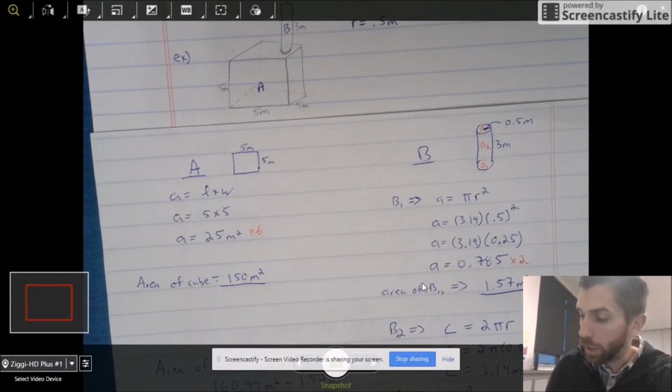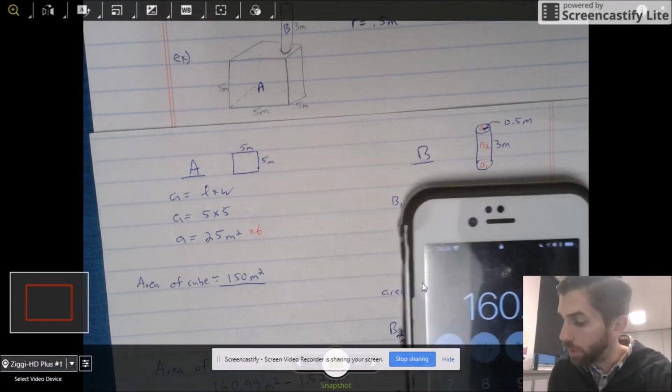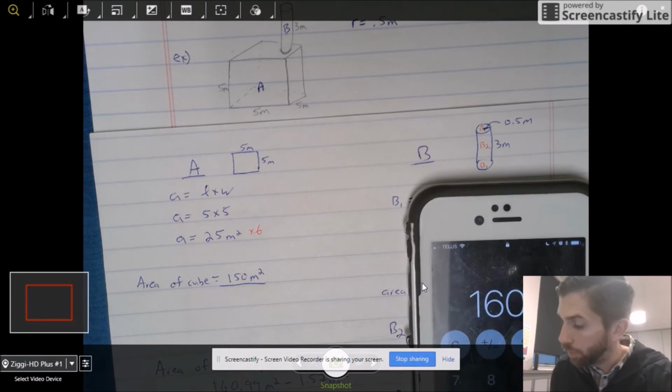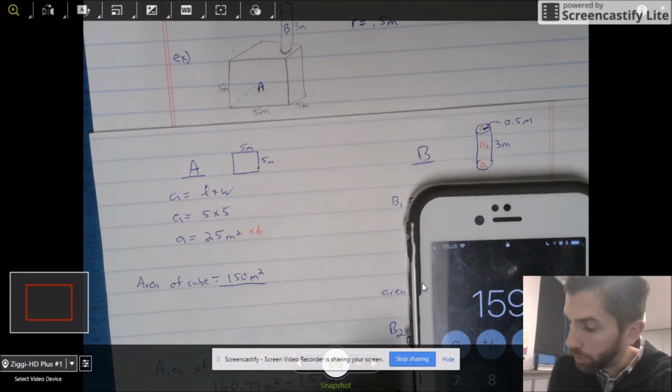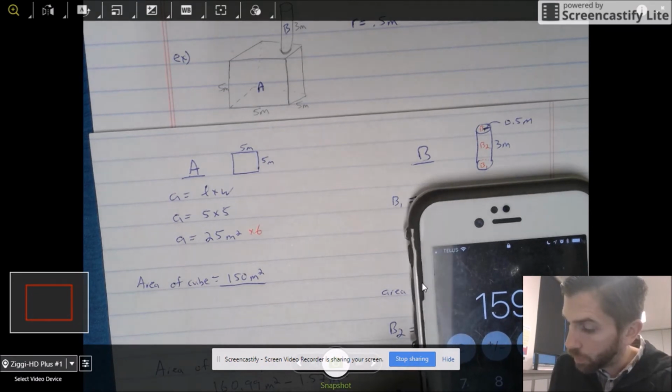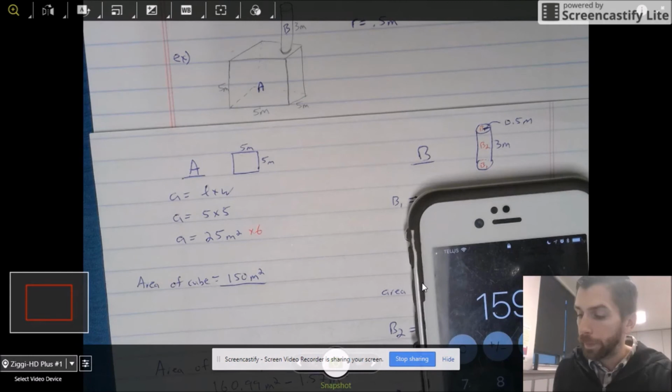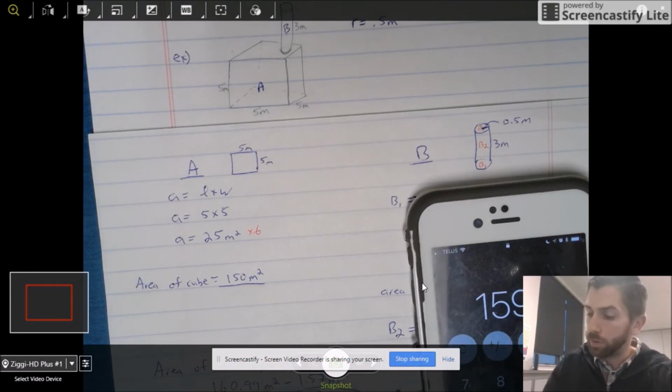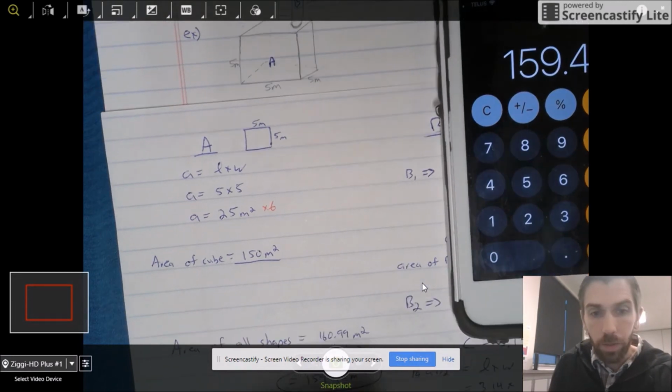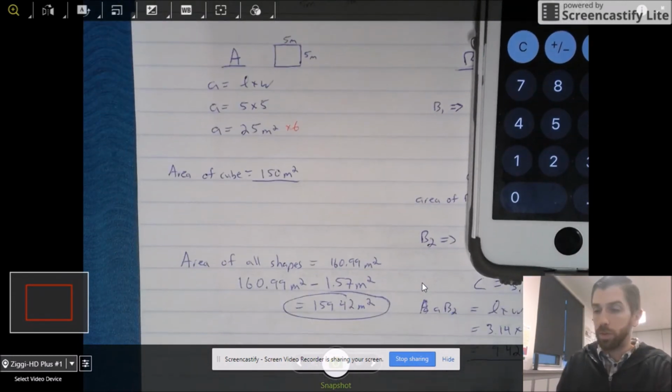So when I subtract that, 160.99 minus 1.57, you will get a final answer of 159.42 meters squared. I'm going to circle that answer because it is my final answer. And I will write a statement. Oops, sorry, it wasn't low enough.